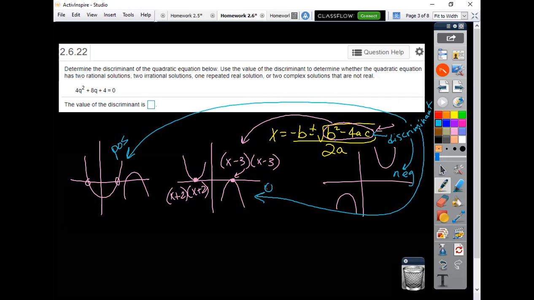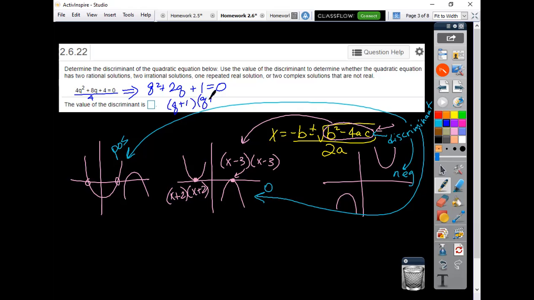So let's check this problem out. My first thing that I noticed on this problem is that I could divide all these by 4 just to get some smaller numbers to work with. So this problem would turn into q squared plus 2q plus 1 equals 0. And I feel like I see, without even using the discriminant, that this would factor into q plus 1 and q plus 1, which would be even faster than the discriminant, because which situation is that then? Hopefully you would agree that's this one right here. So one solution, and it's real.